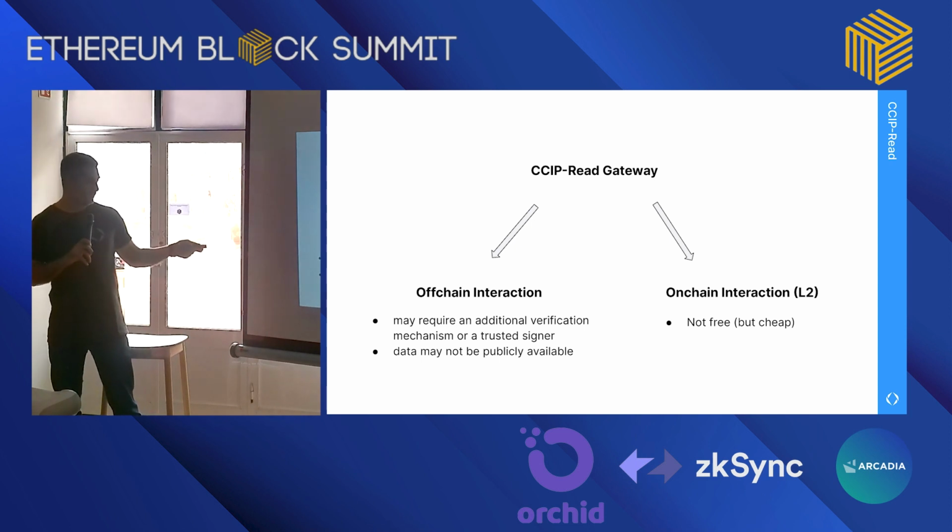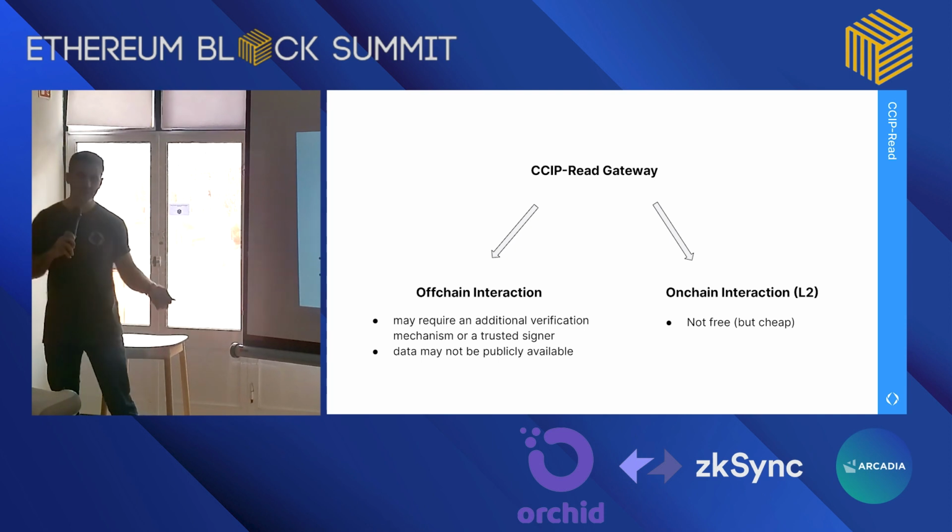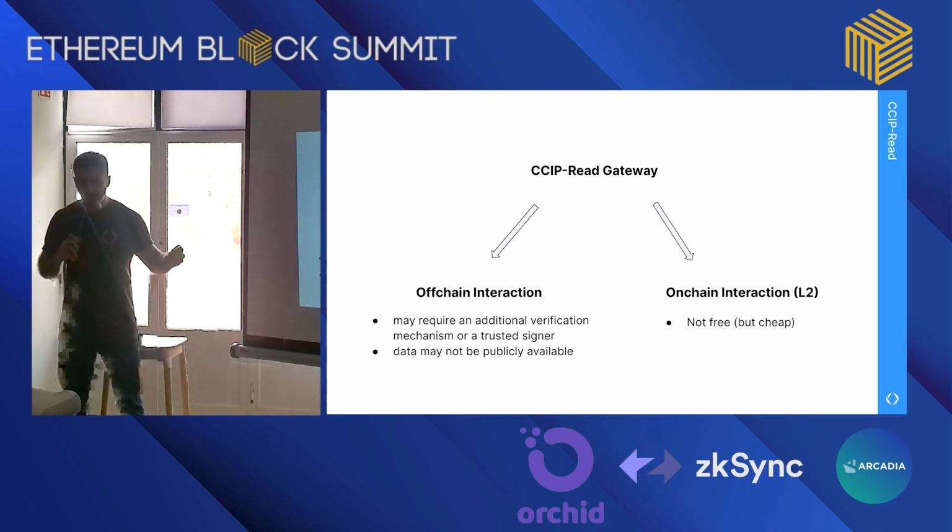Another problem of the off-chain interaction is that the data may not be publicly available, of course, because it's just a database. So the company or the project may just choose to have some private database, just keeping all the names there. So again, it's kind of a quick solution for basically creating nice ideas.